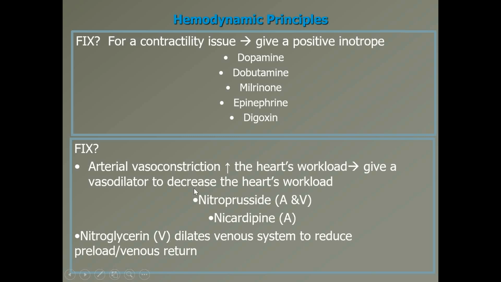And then again, think about arterial vasoconstriction. If that's present, it's mostly because of compensation for a low heart output. Remember that in a weak heart, vasoconstriction does increase the workload, and so a vasodilator may be indicated. I've got a listing of 3 vasodilators. The A and the V indicate which blood vessel that vasodilator is responsible for. You can see nitroprusside is an arterial and venous vasodilator, whereas nicardipine is mostly an arterial vasodilator, and nitroglycerin in our course is a venous vasodilator.